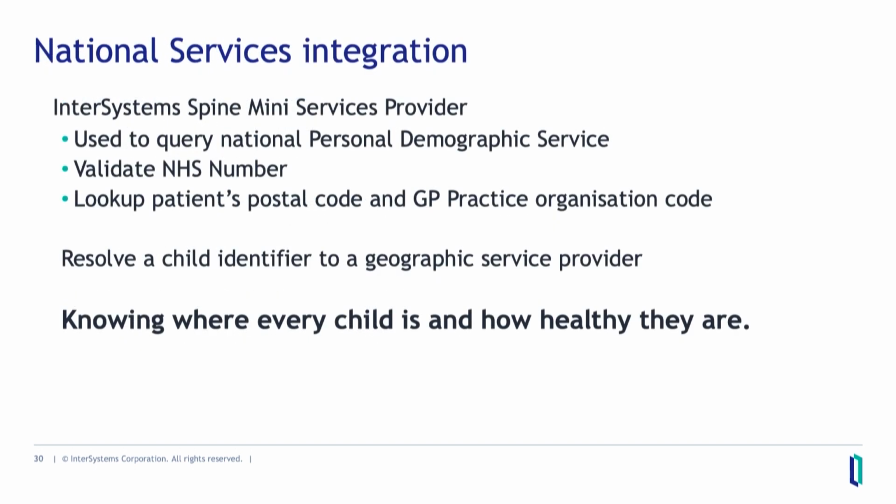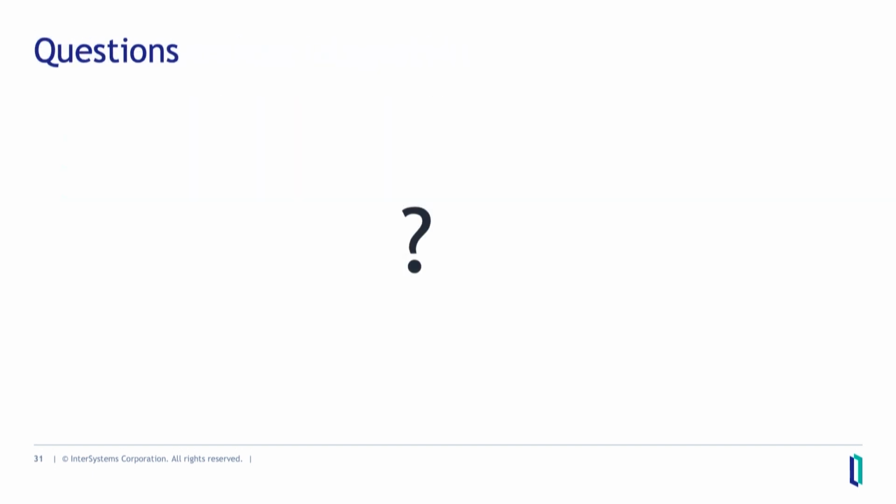The interaction with the national service, as I said, involves validating demographics, validating the NHS number, looking up their location, looking up their GP, resolving the child identifier to a geographic service provider so we can get the messages to the right place. We know where the child is. We know what the events are that are happening to them. We can help keep them healthy. Okay, so that's my part of the presentation finished.